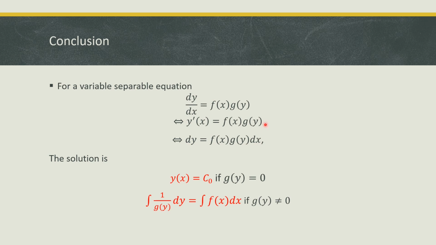And we learned that the solutions to this variable separable differential equation are as follows. If g of y equals 0, then we have a solution that is in the form y equals some constant. So this is the constant solution. And when g of y is not 0, then the solution is such that we get the antiderivatives of both sides of this equation, and we just solve for y explicitly.